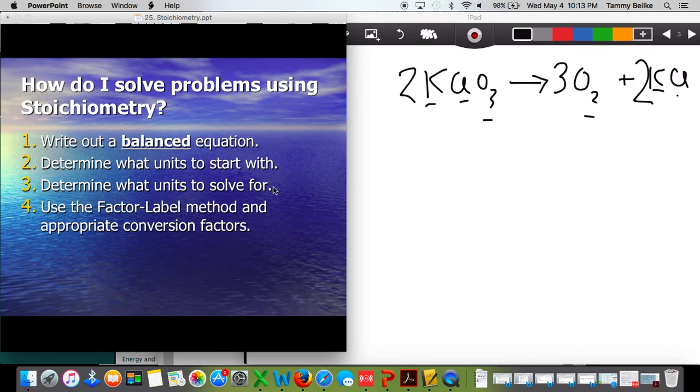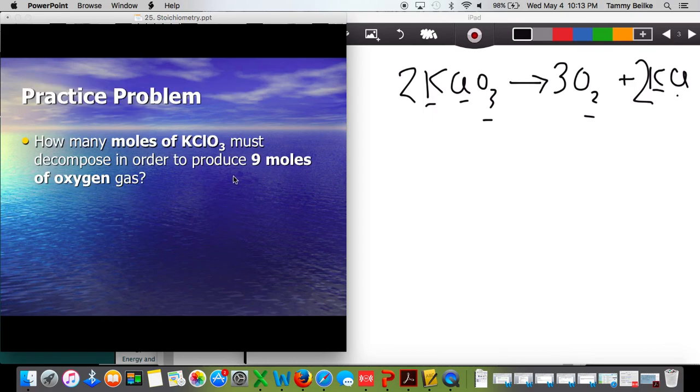Now, determining the starting units, determining ending units. Let's look at what we've been given. It says how many moles. How many? That must be what I'm solving for. So I'm solving for how many moles of KClO3. I'm going to put a big question mark under KClO3 and write moles. I want to know the number of moles. It must decompose in order to produce 9 moles of oxygen gas. The only other thing given in the problem is 9 moles of oxygen gas. So that must mean I have 9 moles of oxygen gas.